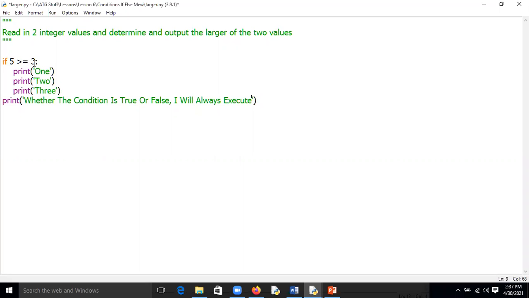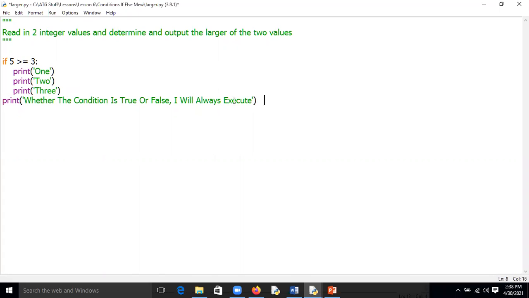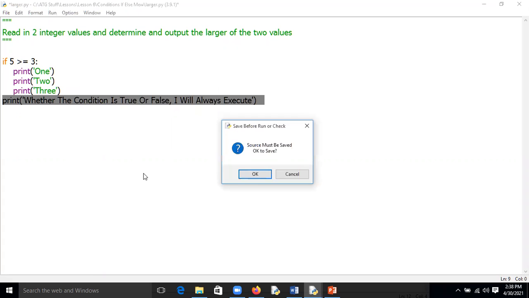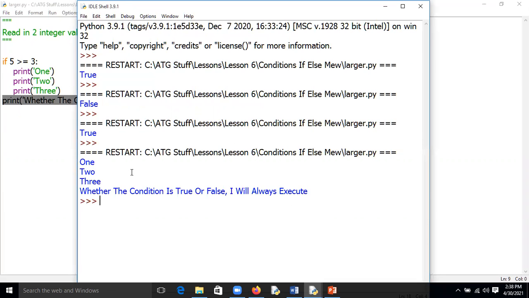This is my condition. So before we run the program, let's look at it. Is 5 greater than 3? Yes, it's true. So it's definitely going to do this, and it will definitely come and do this. So let's go and check it out. 5 was greater than 3, so it output 1, output 2, output 3, and this last one, whether the condition is true or false, I will always execute, also executed.